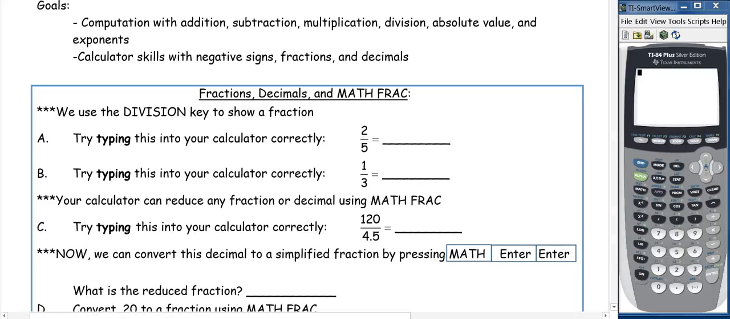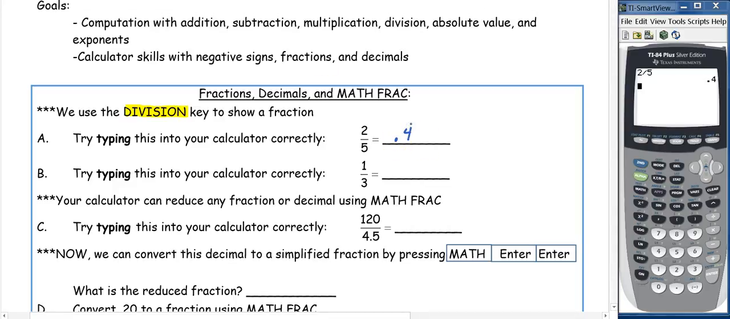Remember, whenever we're trying to put a fraction into our calculator, we always want to use the division key. Just remember, the division key is located above the multiplication on your calculator. So let's try typing these fractions in order to get a decimal. The first one is 2/5. We're going to type 2 divided by 5, enter, and we get a decimal of 0.4.